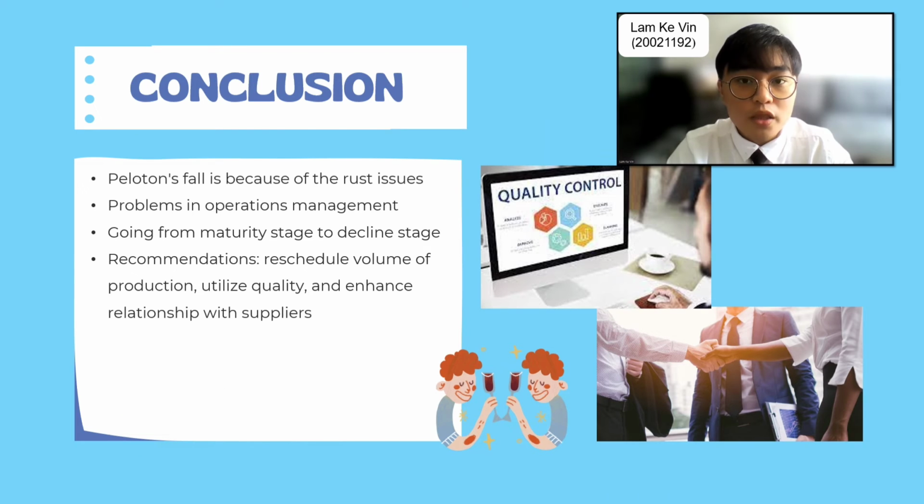Thank you. Now I'm going to conclude on our presentation. Now, the Peloton's fall is because of the rust issues that arise on the Peloton's bike. It is one of the problems in the operations management. It is also one of the core reasons that the Peloton's bike is going from maturity stage to decline stage. So for our recommendations, we will recommend that Peloton will reschedule the volume of production of Peloton's bike and also utilize their quality by using AI and also enhance their relationship with suppliers so that their issues will get solved.